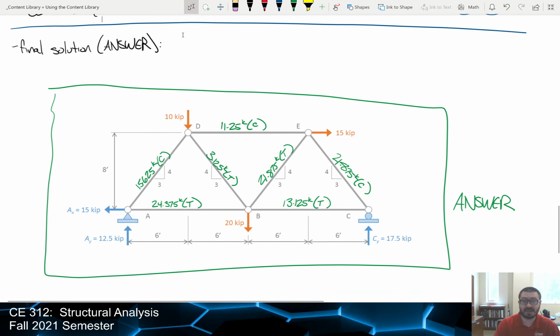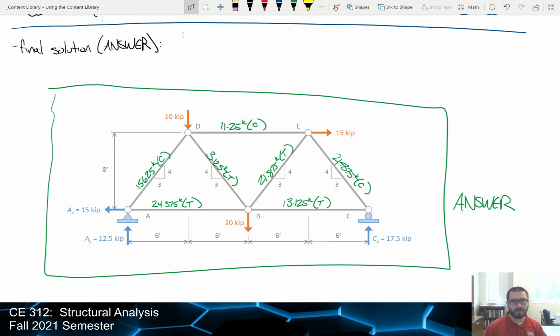This is the final solution to this truss analysis. We have the truss, we have the reactions, we have the loads, and we have the internal forces inside every member, written on the member indicating whether or not they're in tension or compression. It's a nice, concise way of summarizing the entirety of the results of this truss all in one place.